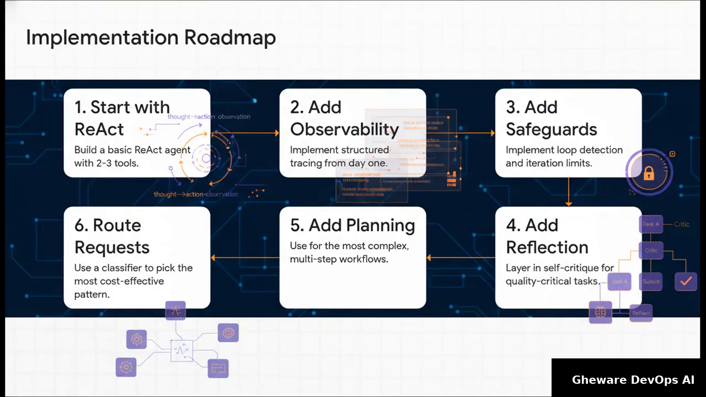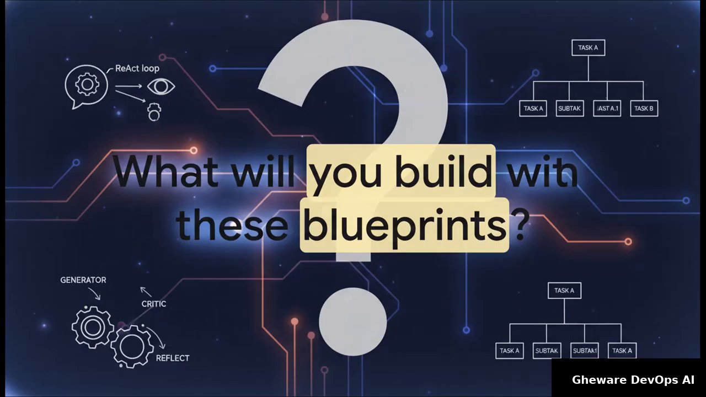So here is your implementation roadmap. 1. Start simple with React and just a couple of tools. 2. From day one, build in observability and safeguards like those iteration limits. 3. Layer in reflection, but only for your quality-critical tasks like code generation. 4. Use planning sparingly, just for your most complex workflows. And then, the final, most advanced step, build a router that sends each request to the most cost-effective pattern for the job.